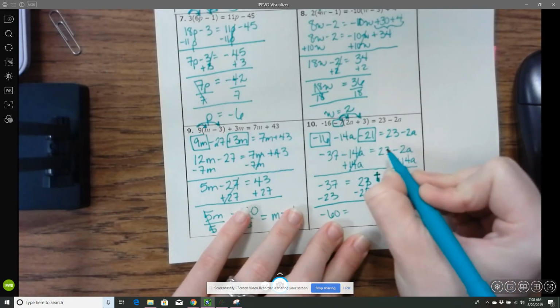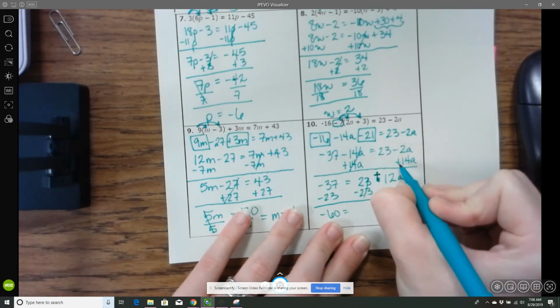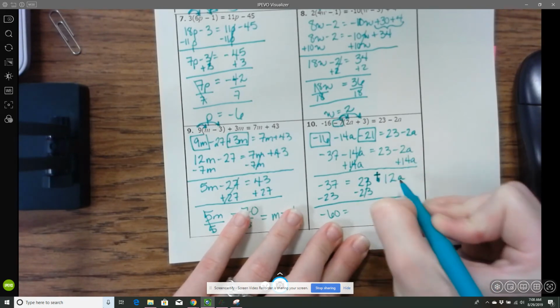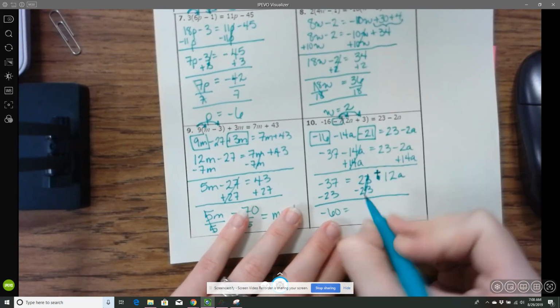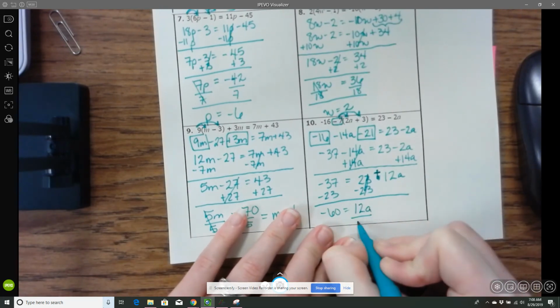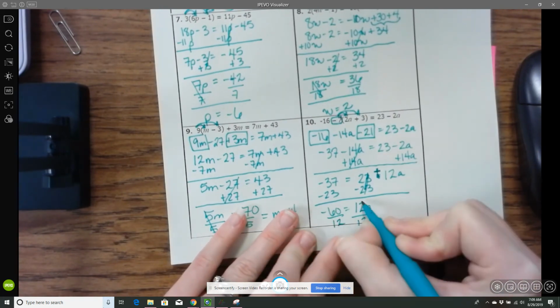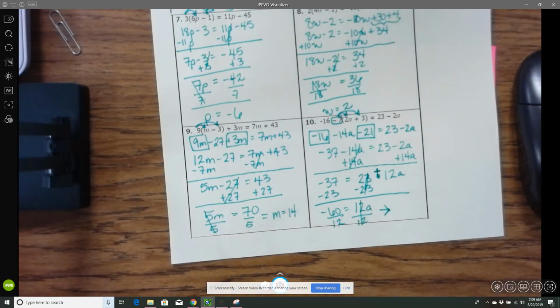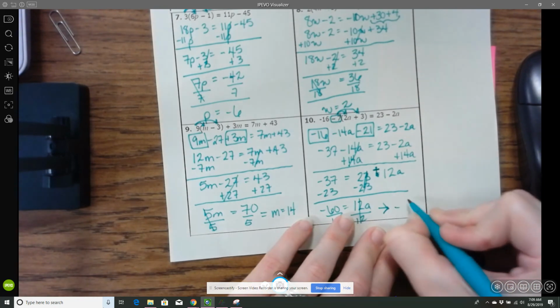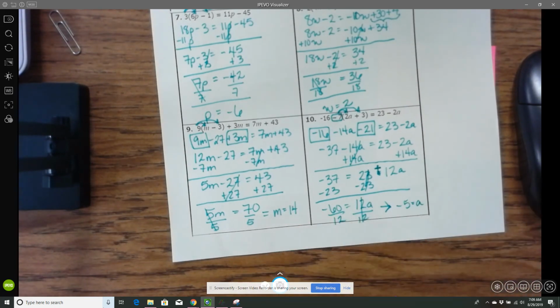So to walk you back to what I did, when I added the 14a to the -2a, I should have got a positive 12a, and I accidentally put an equal sign. So that cancels, and then we divide both sides by 12. So -60 divided by 12 gives me a -5, and that's going to equal a. So that's it for this video.